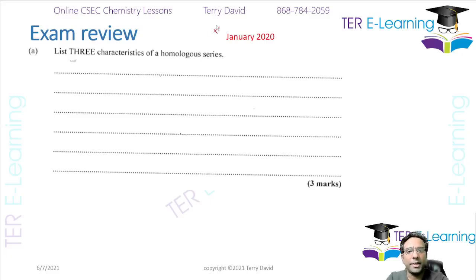Now I made a step back here to January 2020. So in the January 2020 paper, they want you to name 3 characteristics of a homologous series, right?